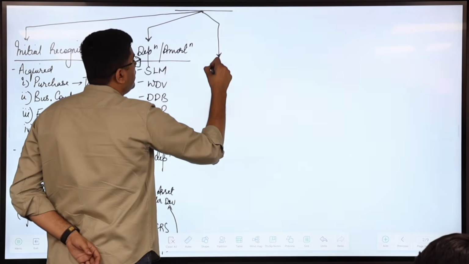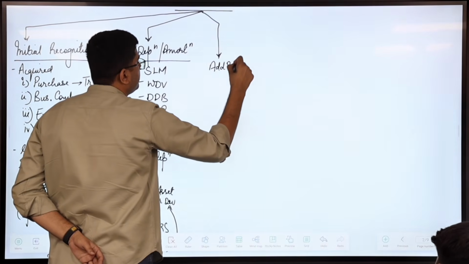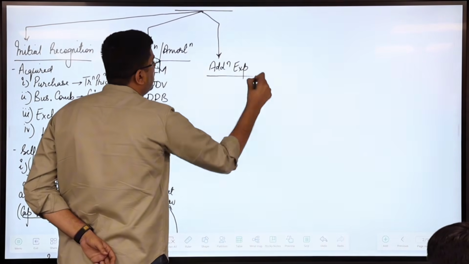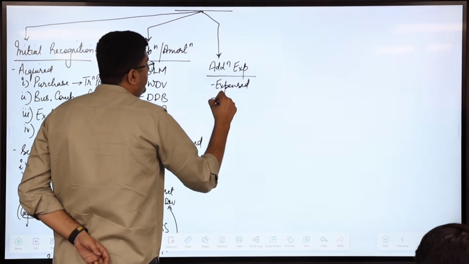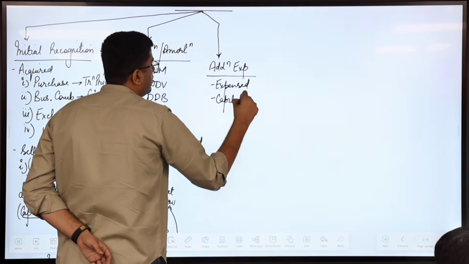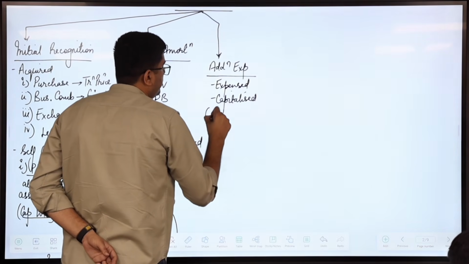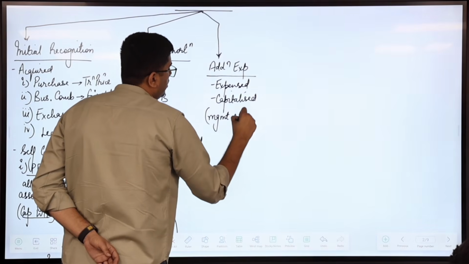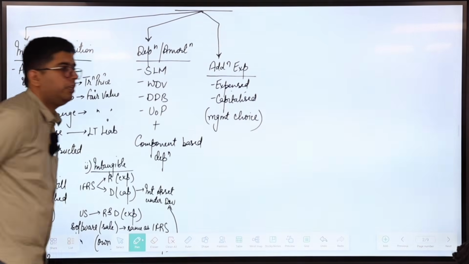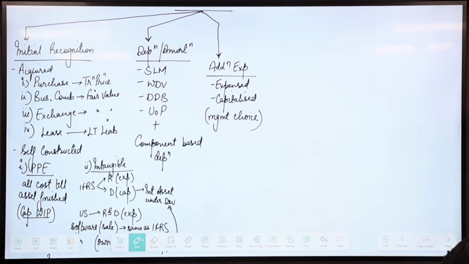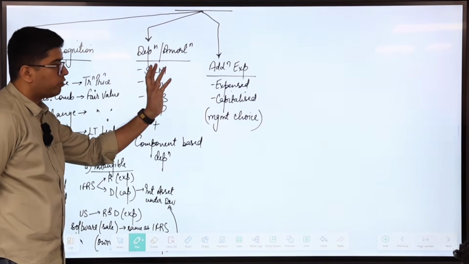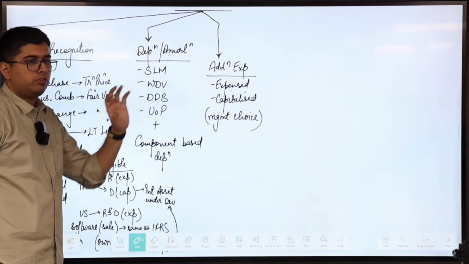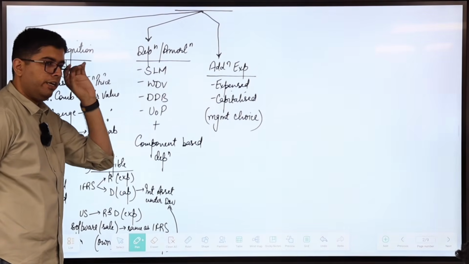Then we have additional expenses. Can be expensed, can be capitalized. Management choice. Completely choice of management, whether they wish to expense it or they wish to capitalize this money. So we had a lengthy discussion in the class when it makes sense to expense, when it makes sense to capitalize. But in real world, it is management choice. So for the purpose of exam, simply have this clarity.